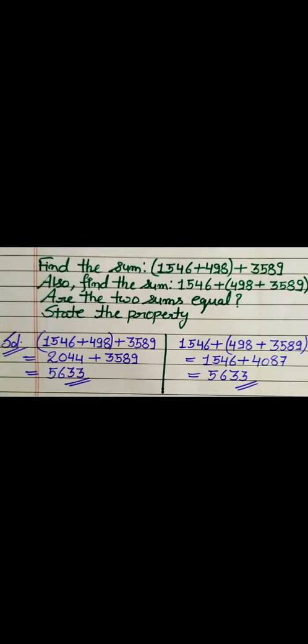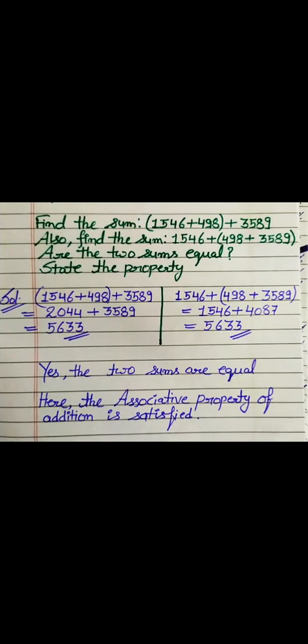Now we will solve the next sum. Again, first we will solve the bracket terms. We will get 4087. When you add 1546 and 4087, again we will get 5633. Now as you are seeing, we are getting the same sum. That means the sums are equal in both the expressions, which also shows the associative property of addition.